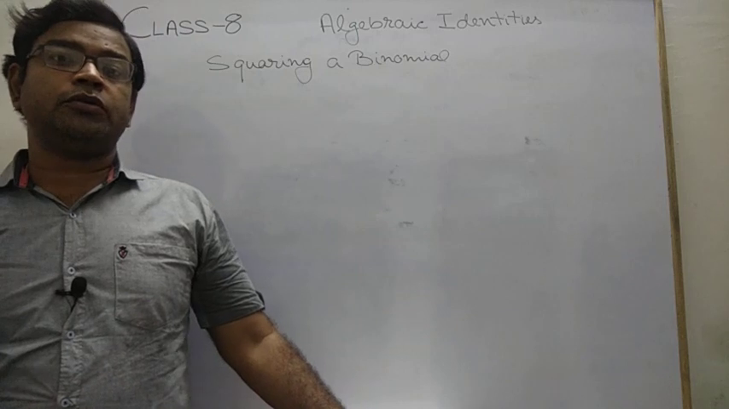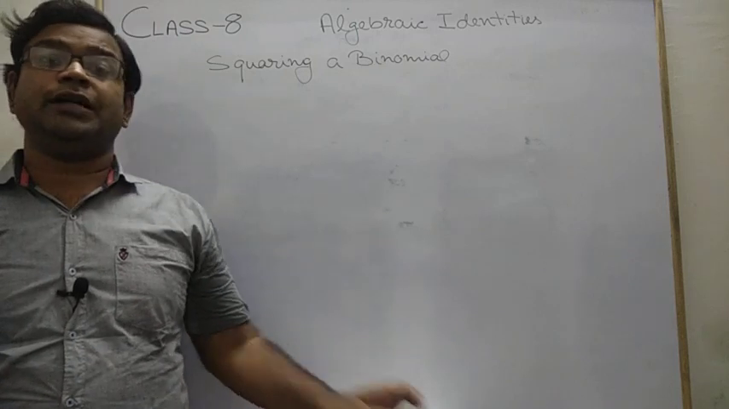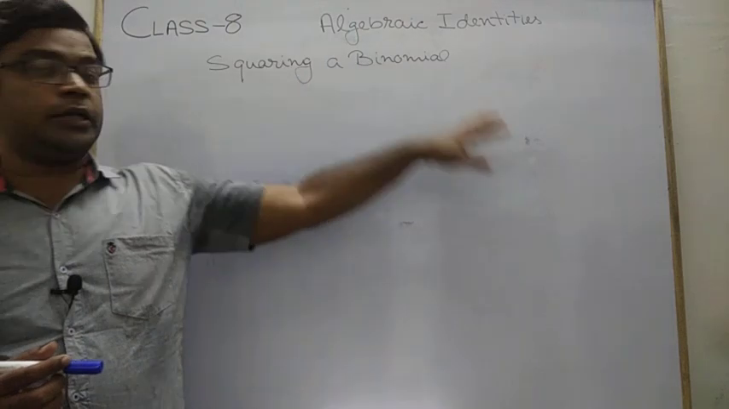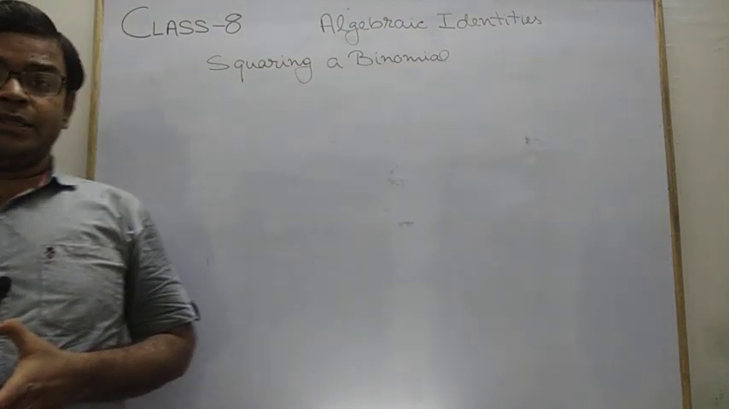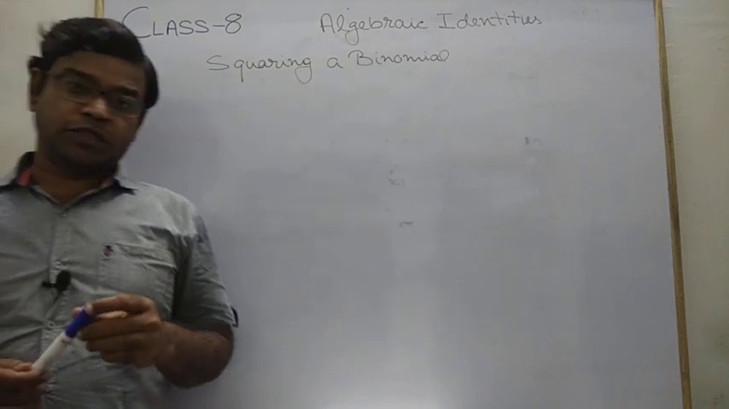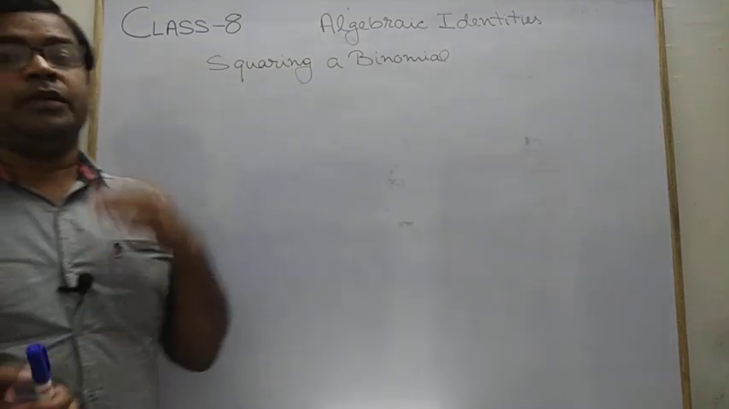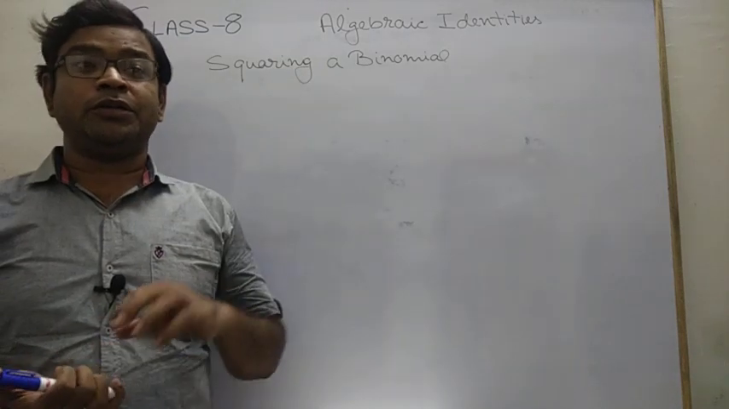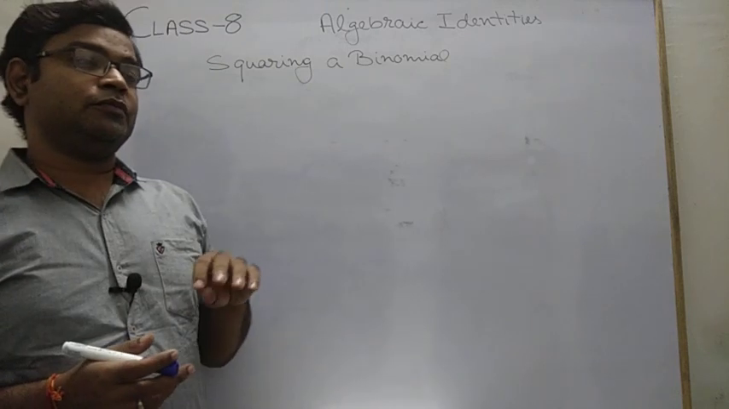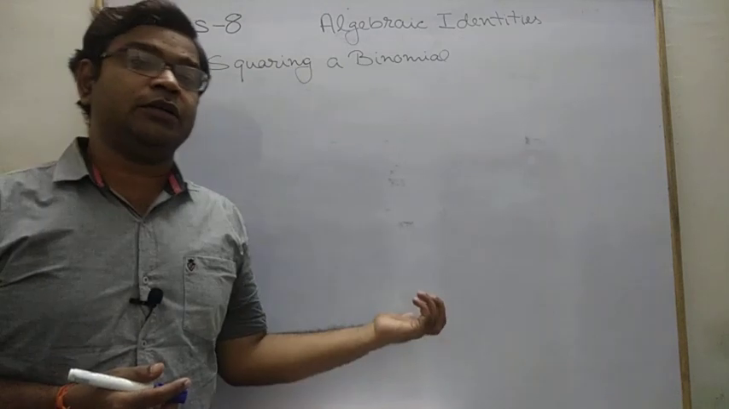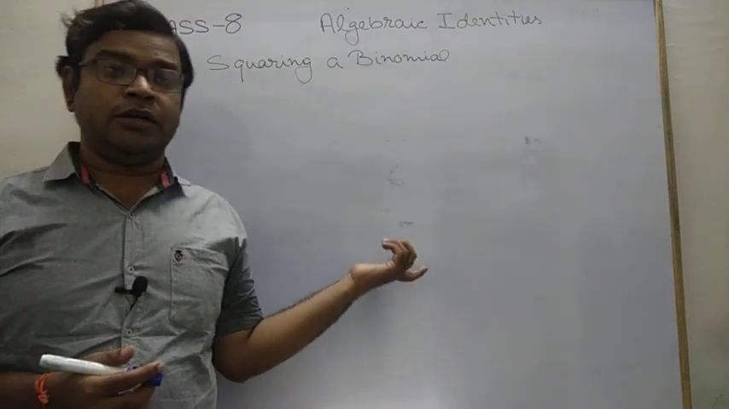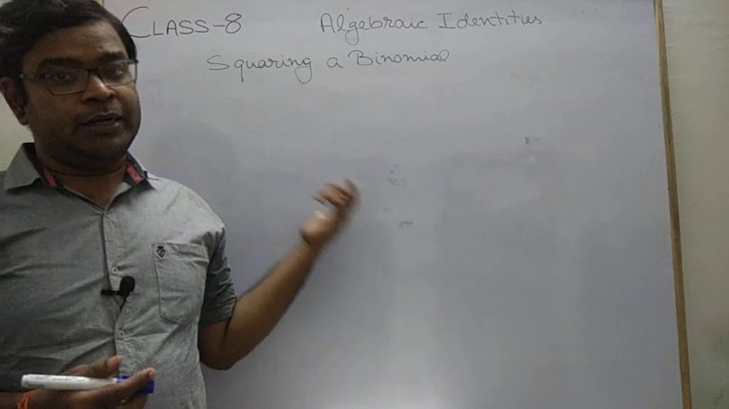Hope you are able to understand the concept of algebraic identities. Now we are moving to the next part of algebraic identities, that is squaring a binomial expression. From here we are going to discuss formulas in algebra. How to do the factorization, we have a formula. How to solve the squaring of a number, we have a formula. We apply the formula and get the result.